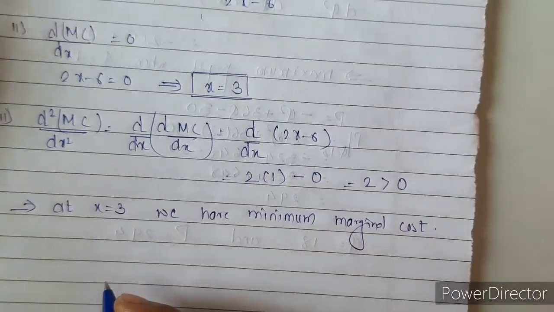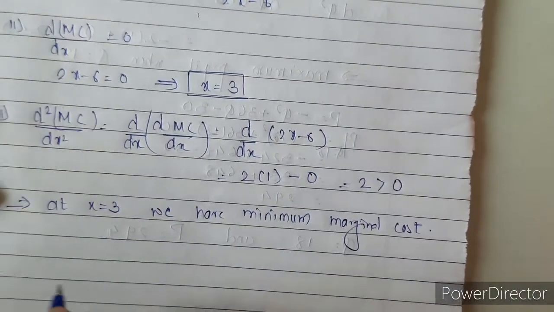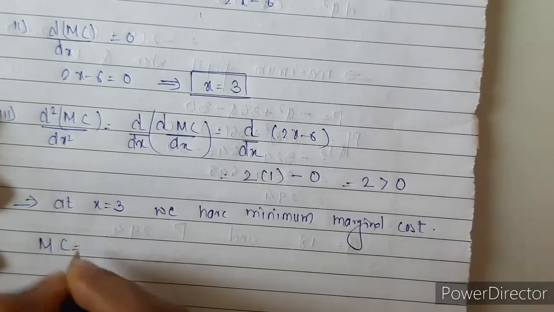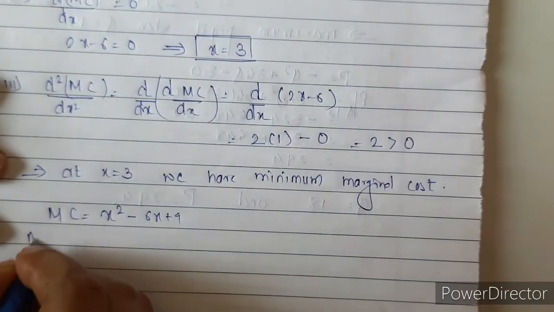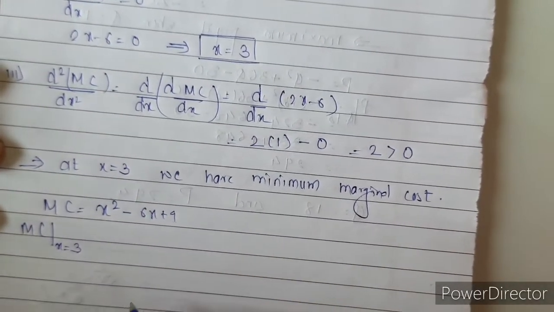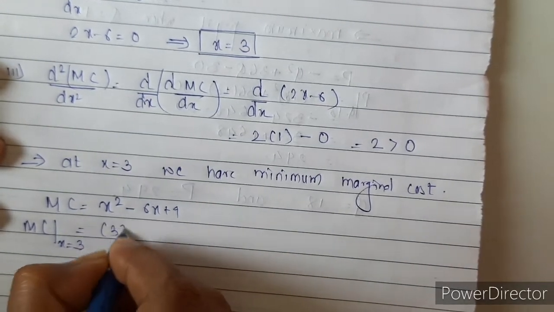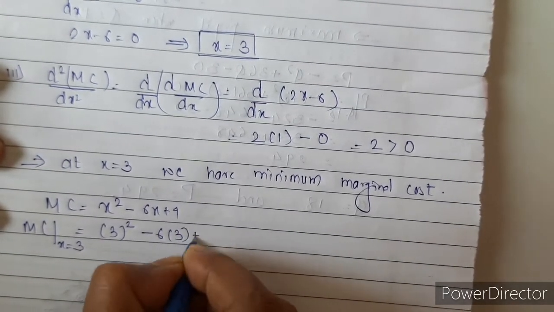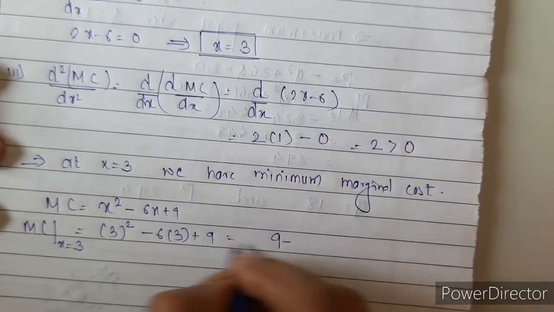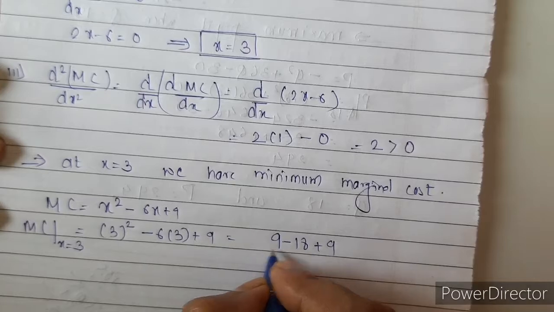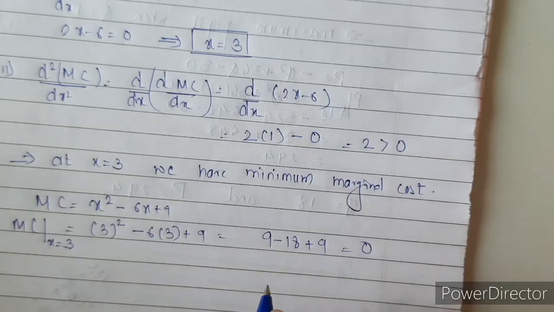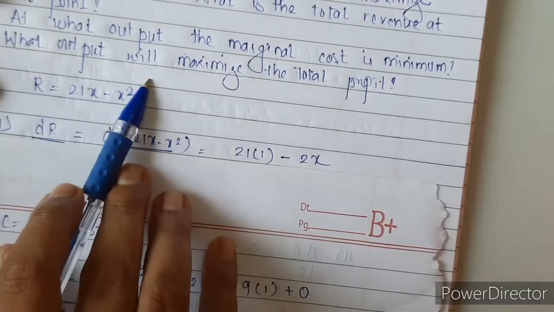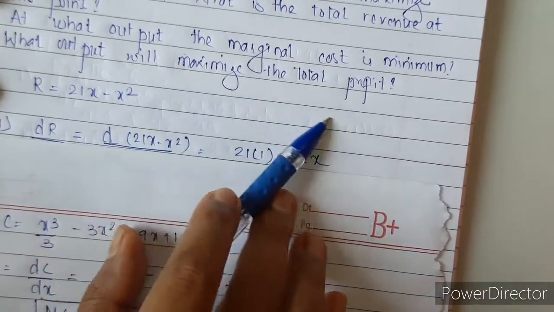Okay. And suppose we need to find marginal cost. It is not asked in the question, but let's just find the minimum marginal cost. Marginal cost is x square minus 6x plus 9. So we just have to substitute this value and find the minimum marginal cost. This will be 3 square minus 6 into 3 plus 9. So 9 minus 18 plus 9, which is nothing but 0. So minimal marginal cost is 0. Now third question. We have to find at what output will maximize the total profit.